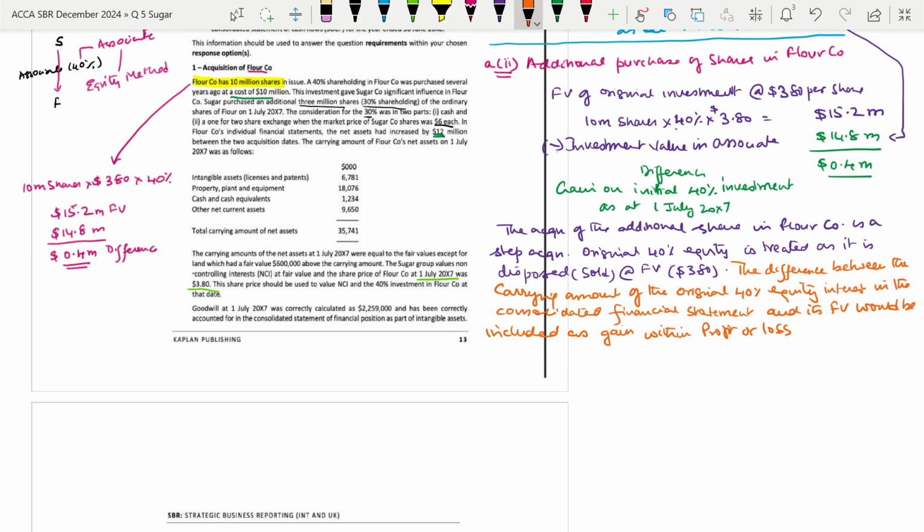They are asking very specifically how it has to be included in the consolidated financial statements. We just include a single line in the profit and loss statement. What we are saying is we are going to show 0.4 million as the gain on the 40% initial investment. We are not going to make anything separately.